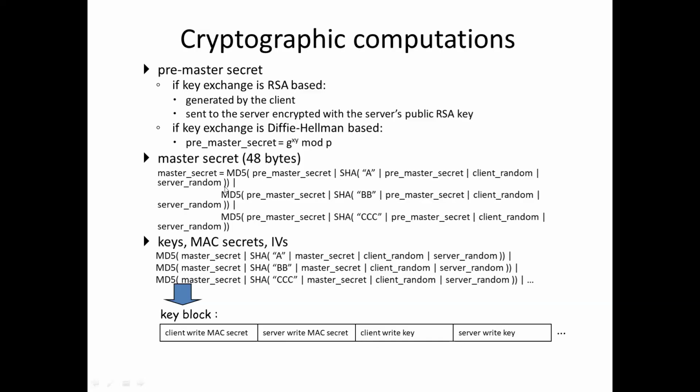The master secret is basically MD5 of the pre-master secret, appended with SHA of A. A, BB, CCC are all random values. It is again appended with the pre-master secret, then with the client random and the server random.